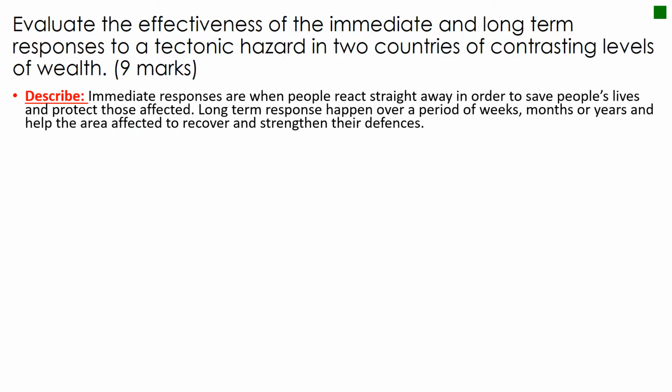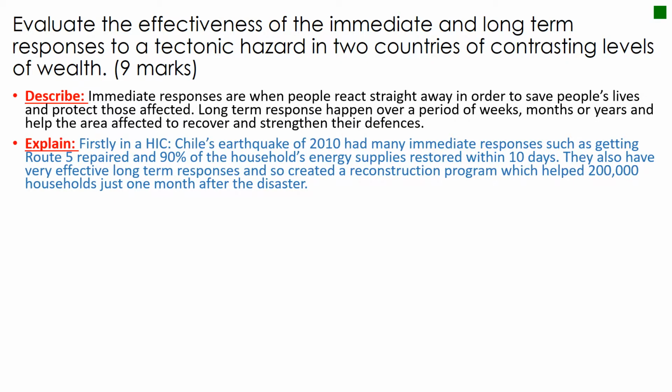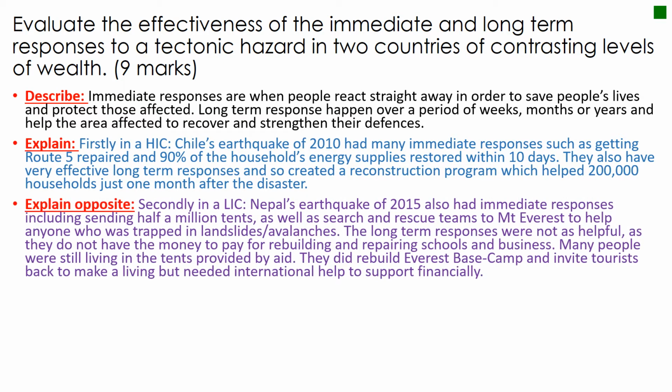So in this case we'll explain the immediate and long-term responses to Chile's earthquake. Firstly, in a HIC, Chile's earthquake of 2010 had many immediate responses, such as getting Route 5 repaired and 90% of the households' energy supplies restored within 10 days. They also have very effective long-term responses and so created a reconstruction program which helped 200,000 households just 1 month after the disaster. So next we explain the opposite, in this case Nepal's immediate and long-term responses.